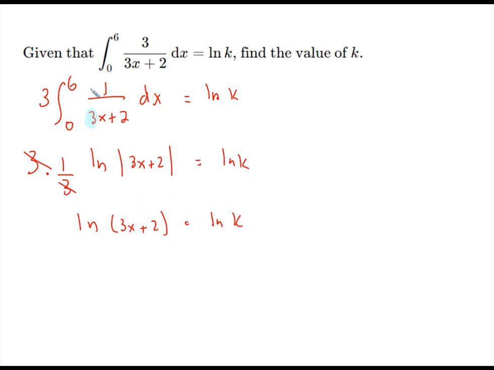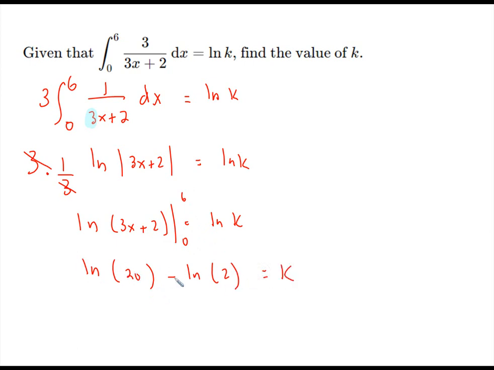And now we're evaluating from 0 to 6, right? So you're going to plug in the 6 here. So you're going to get natural log, all right, 3 times 6, that's going to give me 18 plus 2, so that's 20, right? Minus, plug in the 0, we're going to get natural log, all right, 3 times 0 is 0 plus 2, so that's 2, right, is equal to k.